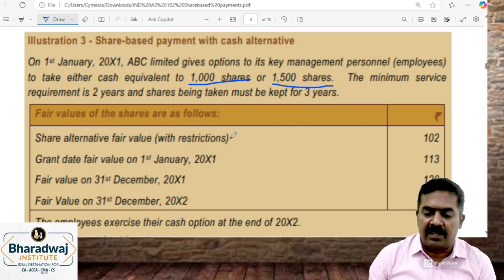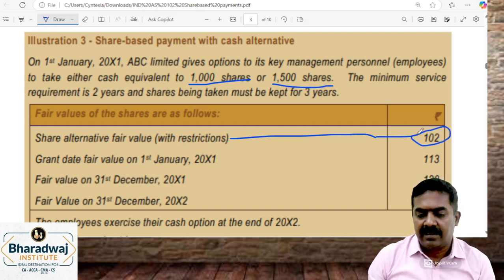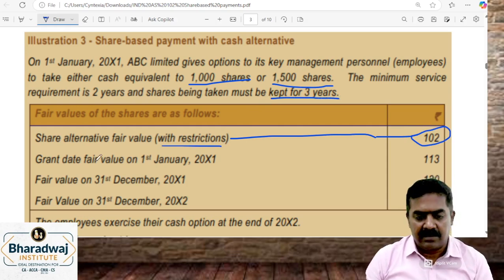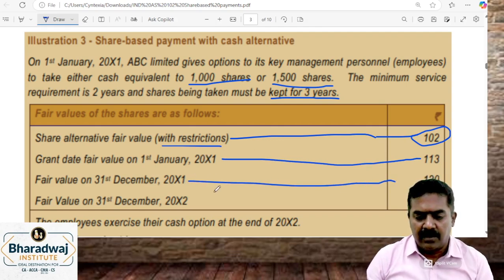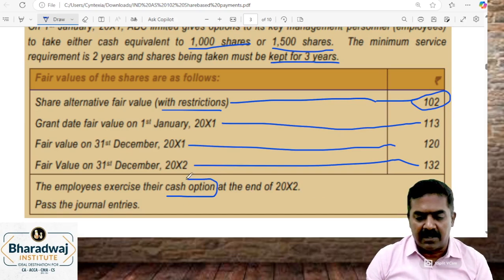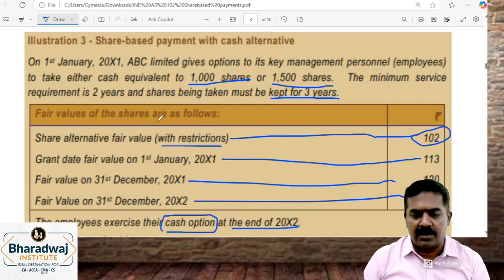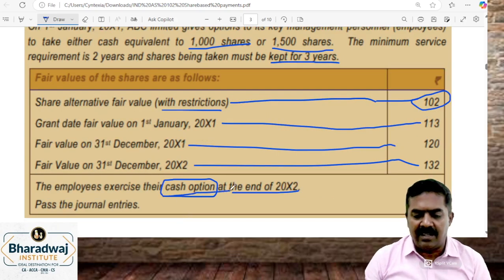The share alternative is given at fair value of 102. Why? Because there is a restriction. What is the restriction? You cannot transfer the shares for 3 years. The normal fair value, without the restriction, is 113. Fair value at the end of the first year is given. Fair value at the end of the second year is given. Employees exercise which option? Cash option, at the end of 2022. In December 2022 they opted for cash. This you will come to know only at the end of 2022.